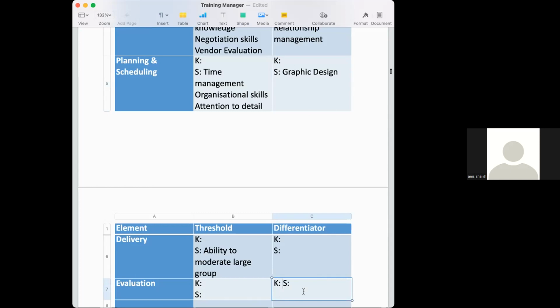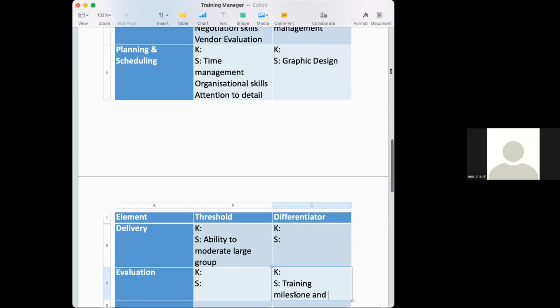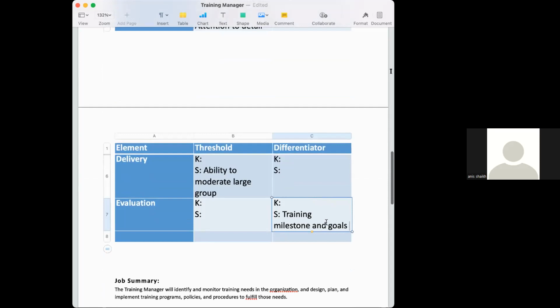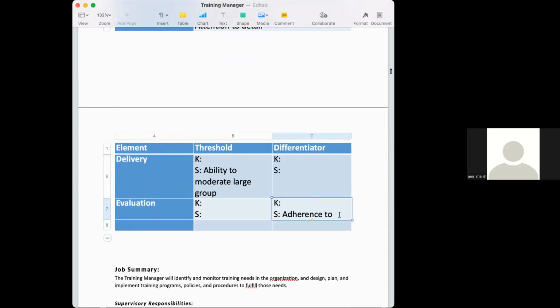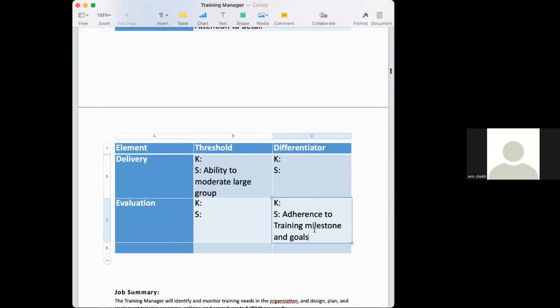Milestone, training milestone and goals. ऐसे लिख दो, training milestone and goals. Evaluation में, evaluation of training milestone and goals. Prepare and implement training budget, ठीक है. Perform other related duties as assigned, not issue. Review existing training program. Ensure that training material and programs are current, accurate, and effective.